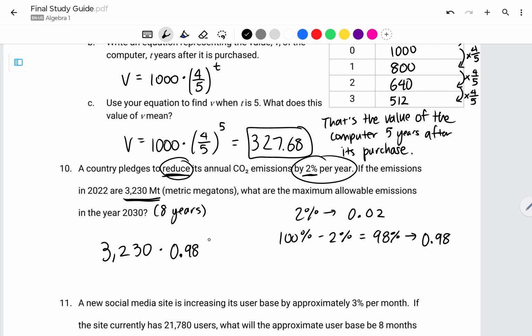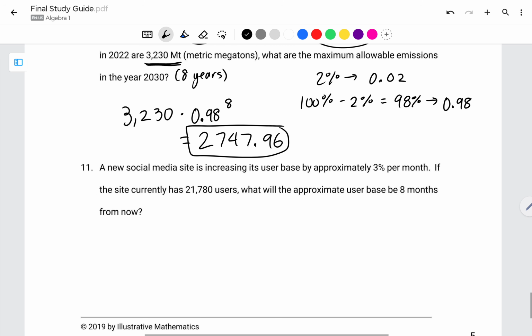How many years after? 8 years. So if we plug this in the calculator, we want our allowable emission to be 3,230 times 0.98 to the power of 8. And that is 2,747.96. Okay, let's do it one more time.